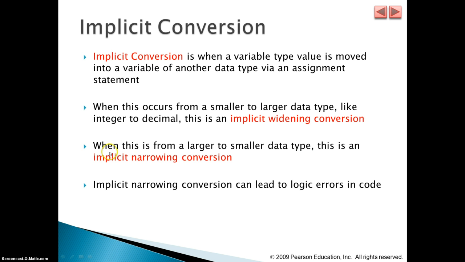Sometimes, however, you can get into a problem if you do an implicit narrowing, if you go the other direction from a decimal to an integer, because you could literally lose some information. If it was a floating point number, you would just drop the fraction when you converted by moving the value into an integer instead. So that's why it can lead to logic errors, because of that loss of information.